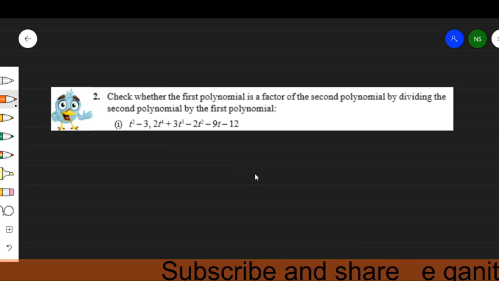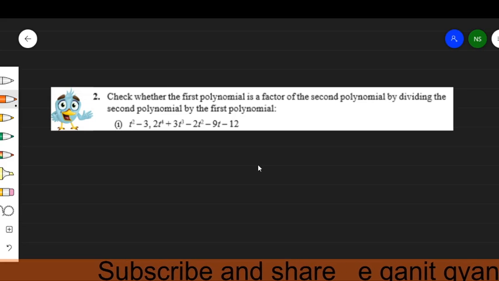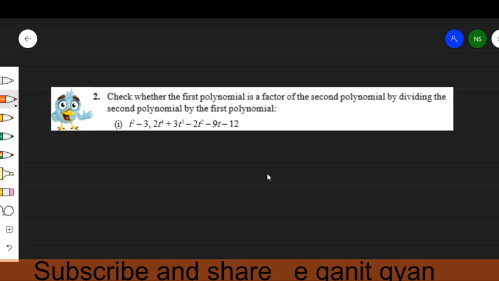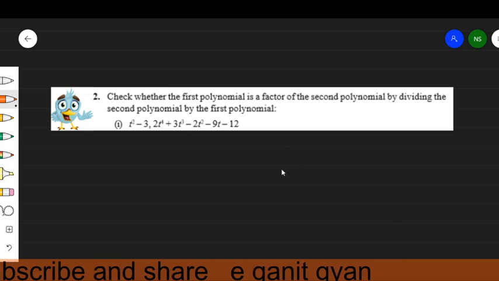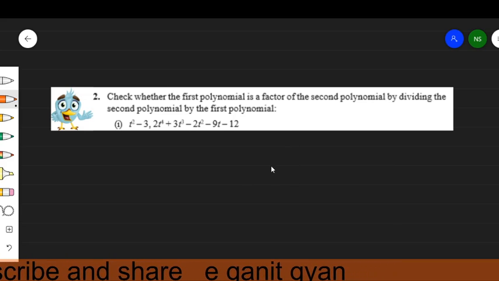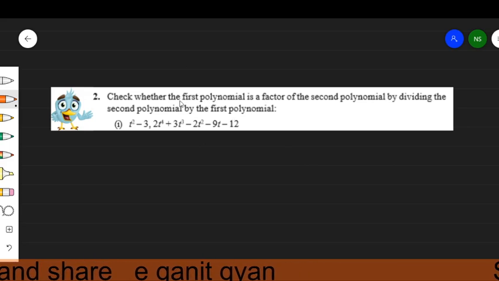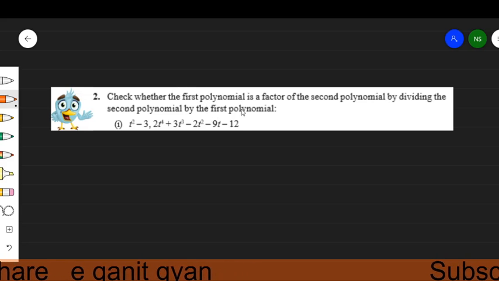In my last lectures, I have discussed the introduction of linear, quadratic and cubic polynomials, along with the relation between zeros and coefficients of a polynomial. After that, we discussed how to find the quotient and remainder by dividing a polynomial with another polynomial, in our previous videos.